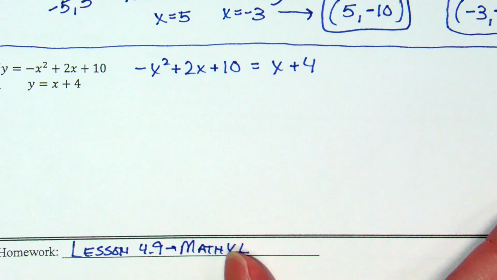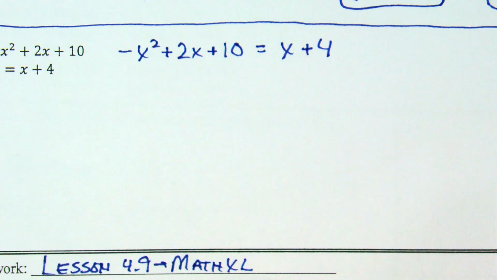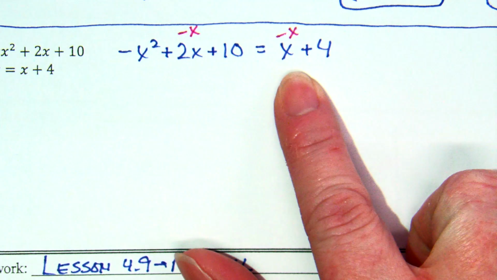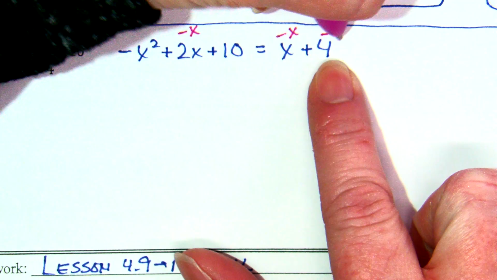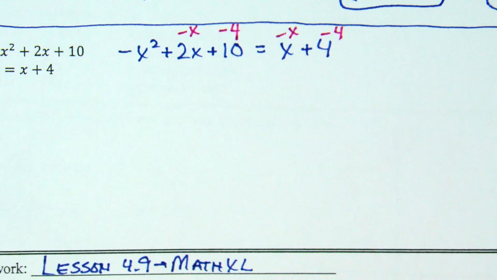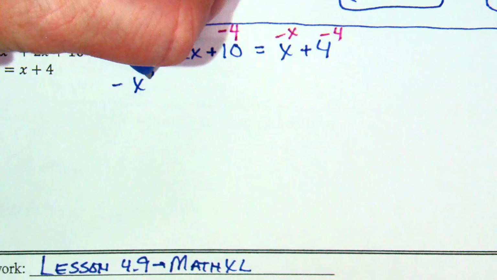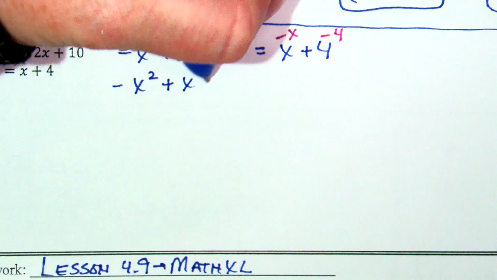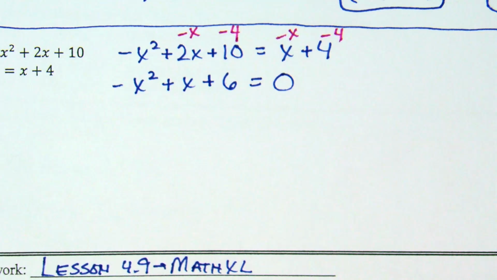Okay? What's my next plan here? Whether I'm going to factor or use the quadratic formula, we're going to set it equal to 0. So I'm guessing you guys are moving your x and 4. To move a positive x, I'm going to subtract x from the other like term. To move the positive 4, we're going to subtract 4. So now I end up with the equation negative x squared plus 1x plus 6 equals 0.